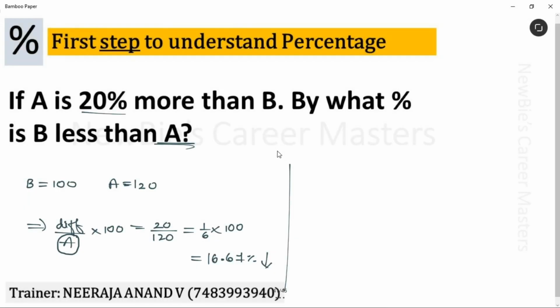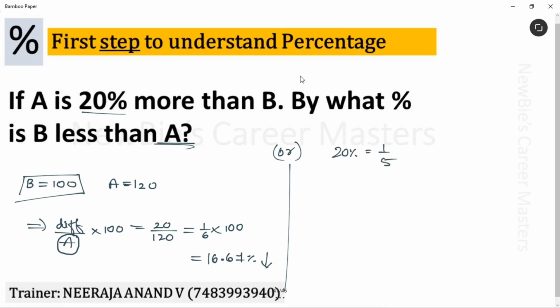There is one more method which is easier than this. I know 100 is a very friendly number. I do love to take 100 to assume any value. Other than this, let's discuss one more method. What I do is, I take the fraction value of 20%, 1 by 5.